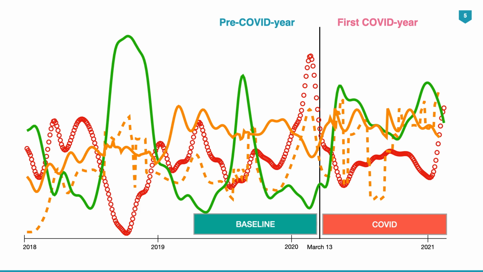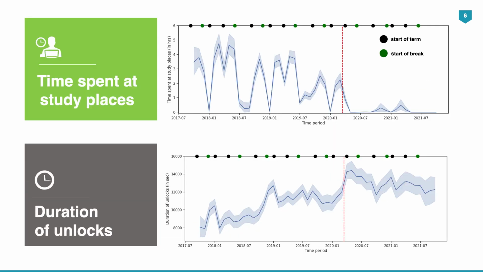As mentioned earlier, in this work, we use data from a year prior to COVID, that is data from February 2019 to March 2020, and compare that with the first year of COVID, which is data from March 2020 to February 2021. Here's an example of what the behavior change looks like.